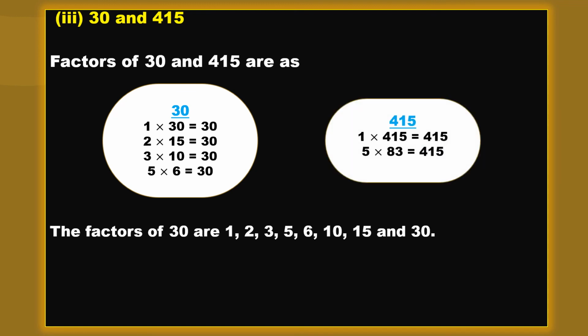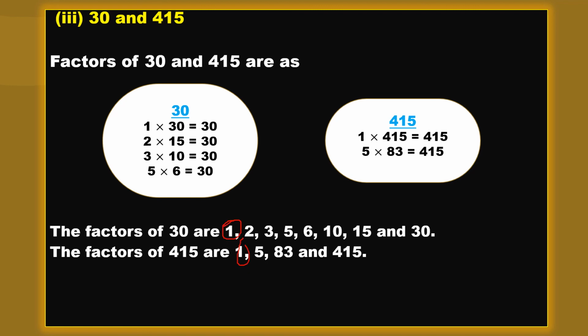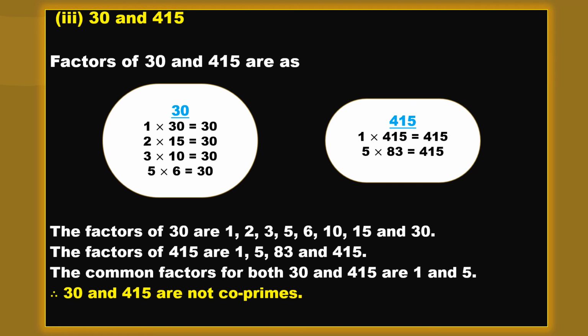Now 415. In the 1 table, 415 goes 415 times, in the 5 table it goes 83 times. You should be perfect with the tables and the divisibility rules. Other than this there are no more factors, so I can write the factors of 415 as 1, 5, 83 and 415. If you see the common factors here, 1 is a common factor and 5 is also a common factor here. But our rule is that co-prime means only one should be a common factor, but here 5 is also there, so we can say that these two are not co-primes.